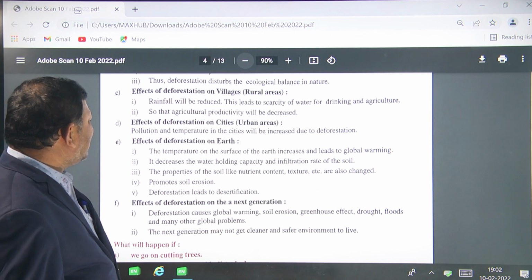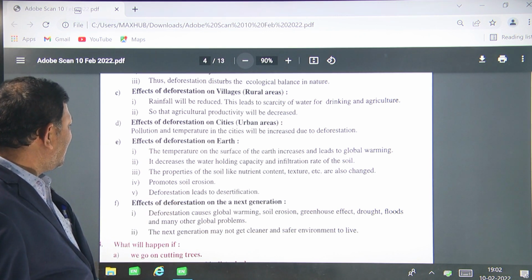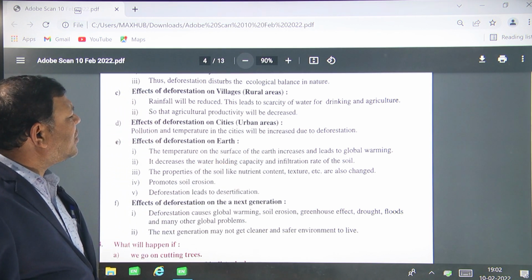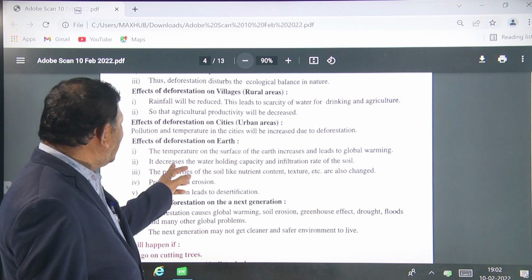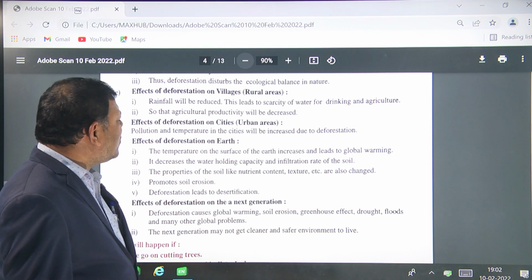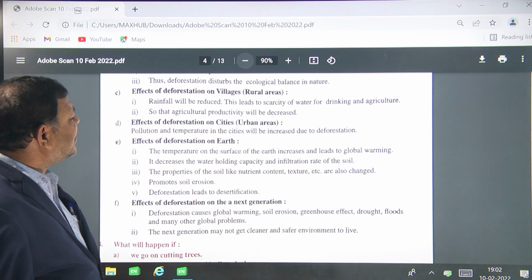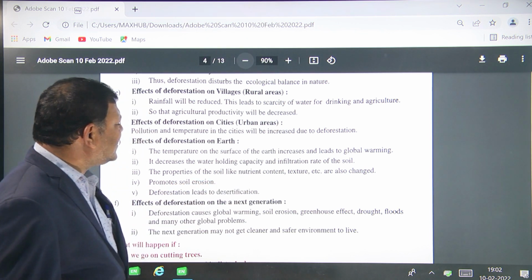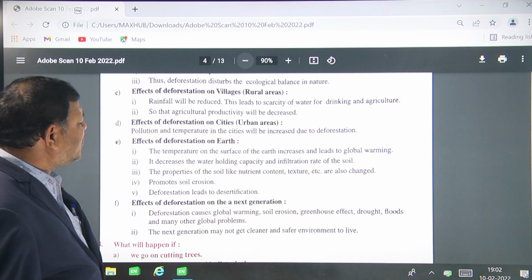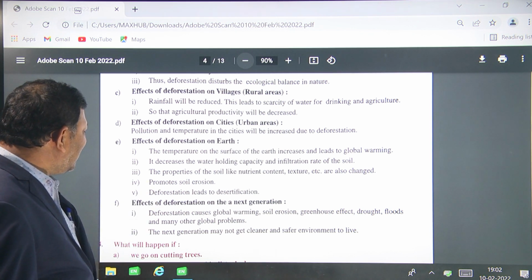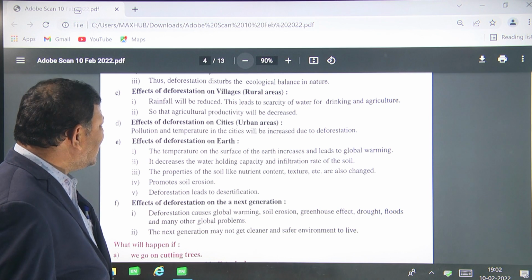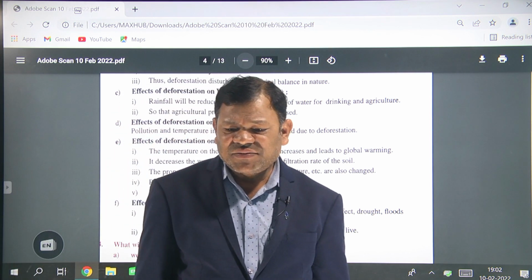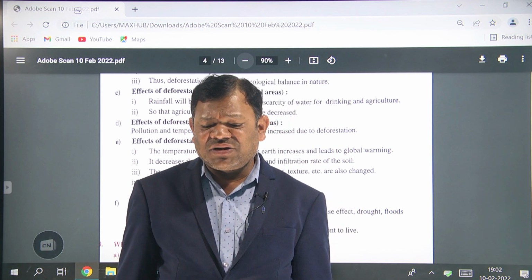So, effects of deforestation on the earth. The temperature on the surface of the earth increases and leads to global warming. It decreases the water holding capacity and infiltration rate of the soil. The properties of the soil like nutrients, content, texture, etc. also change. It promotes soil erosion. Deforestation leads to desertification. So that is causing deserts.